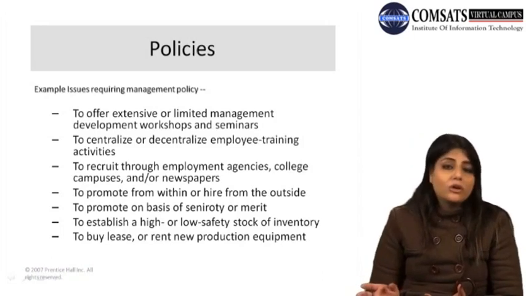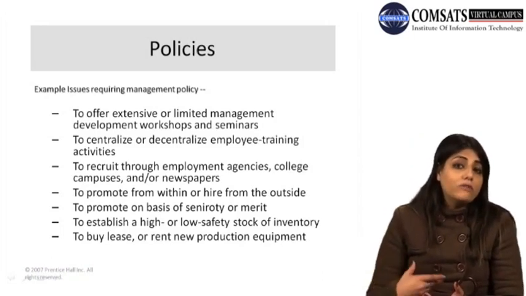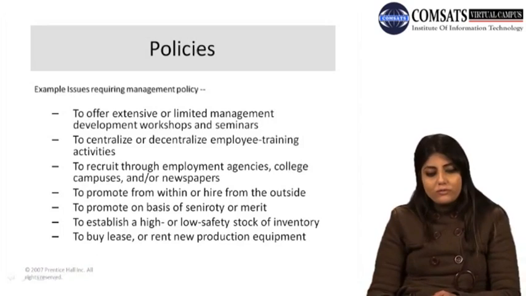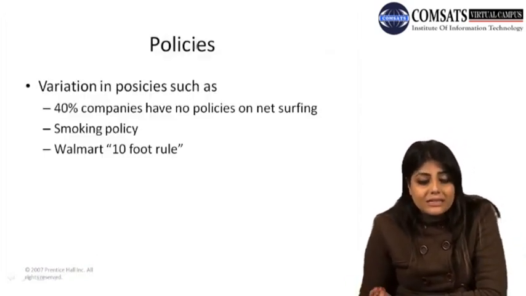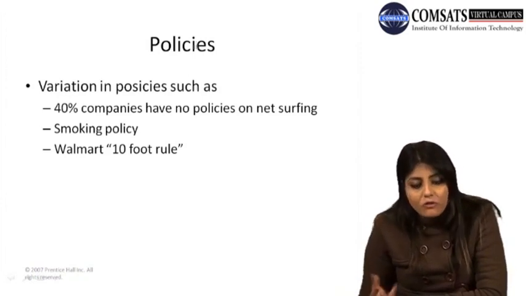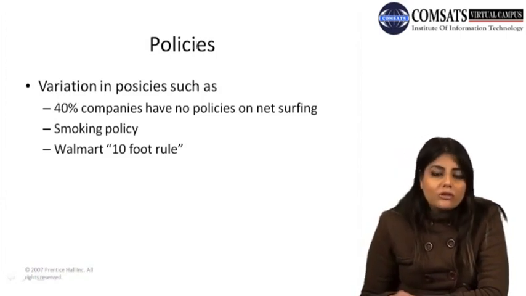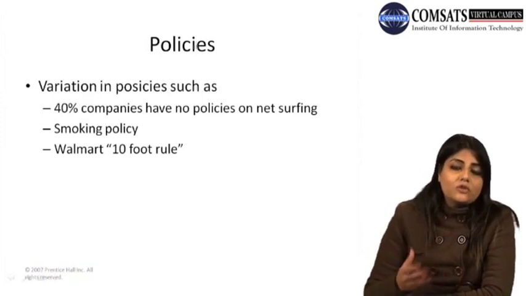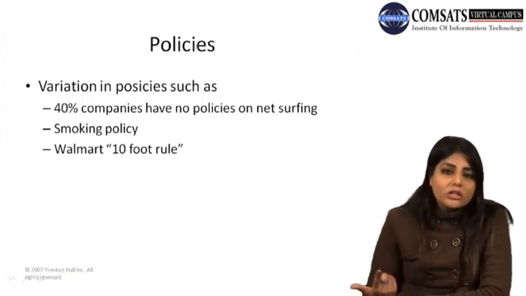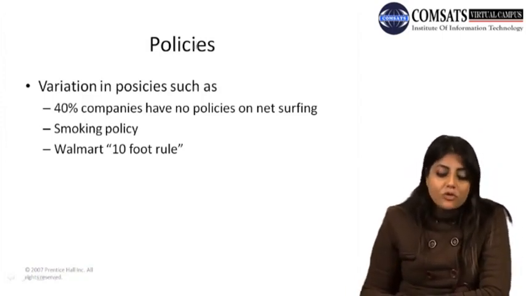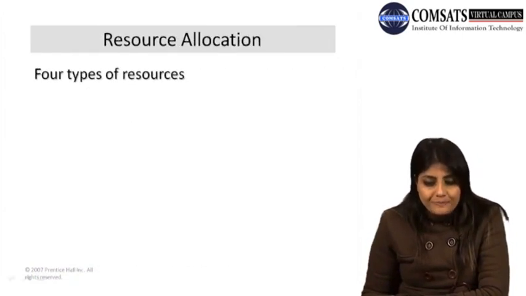What is the level of inventory? Some organizations may keep a high level of inventory as per their policies, some keep a low level of inventory as per their policies. And of course, the policies are different for different companies. For example, 40% of the companies have no policies on net surfing, right? So of course, you cannot standardize the policies. Every organization makes its policies according to the objectives that it wants to achieve. So the policies are made to help accomplish the organizational objectives, right? Some organizations have a smoking policy and some don't have this smoking policy, right?